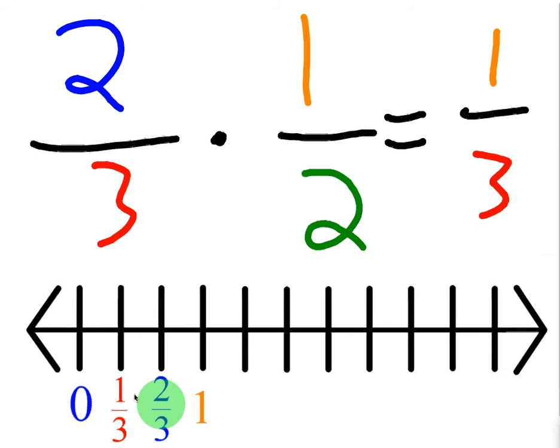Let's take a look at 2/3 times 1/2. So if we start at 2/3 on the number line and we multiply by 1/2, all we're doing is cutting this 2/3 in half. So halfway from 2/3 to 0 would be 1/3.